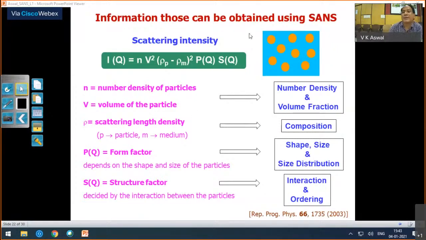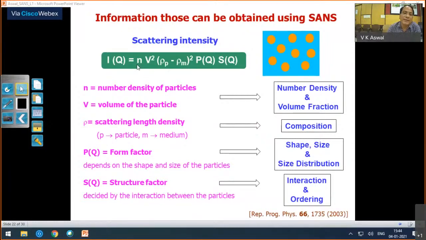So after talking all this, if you want to know what you can get from small angle scattering. If you are interested in doing small angle scattering, then what can you get from this technique? Let's assume that you have this kind of system where you have some inhomogeneity, let's say either a polymer or a colloidal system or a biomacromolecule dispersed in a medium. So what information can you get?